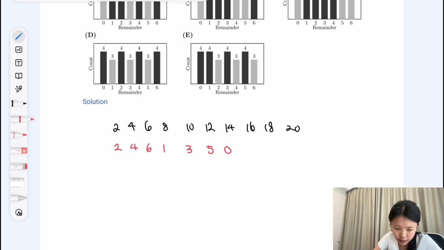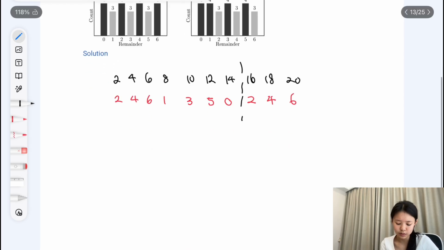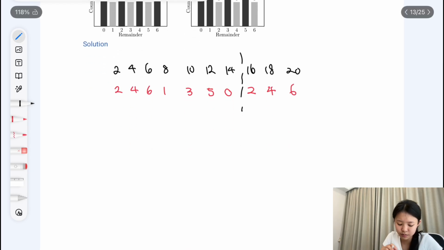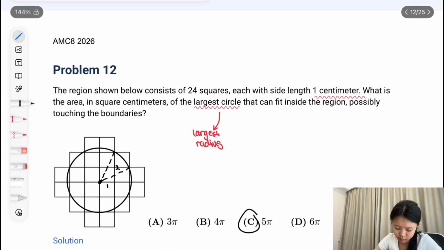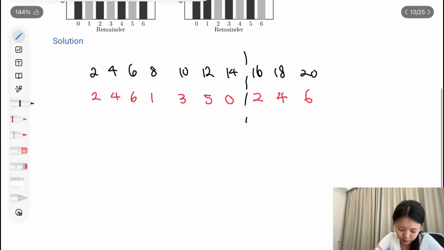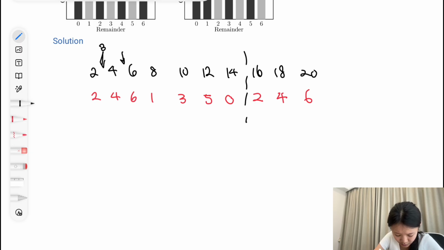And then here 16 has a remainder of 2, this is a remainder of 4, and this is a remainder of 6. So we know that this is one cycle, and that each cycle is 7 long, 7 numbers. So since these are even numbers, you would imagine that between them they would have odd numbers as well. So when we're trying to find out how many sets of numbers there are within 50, we actually have to divide 50 by 14 instead.